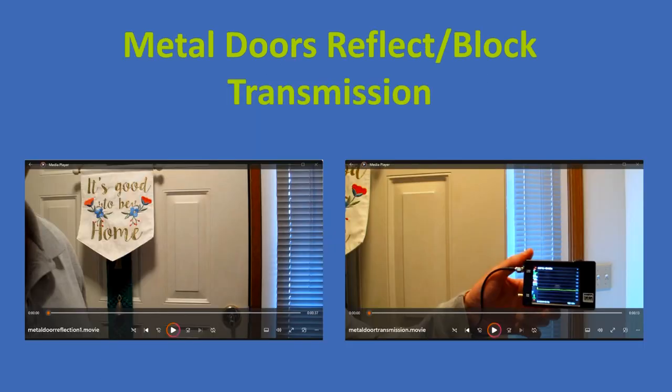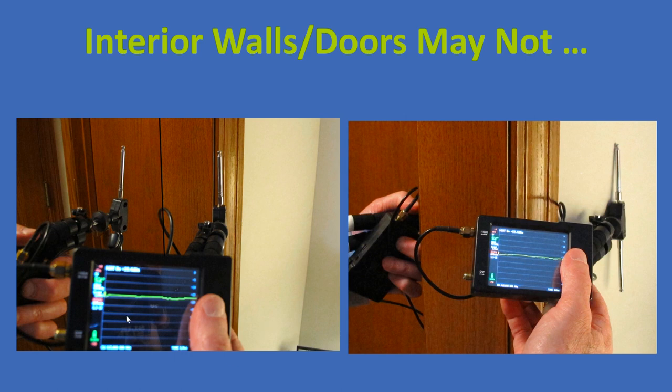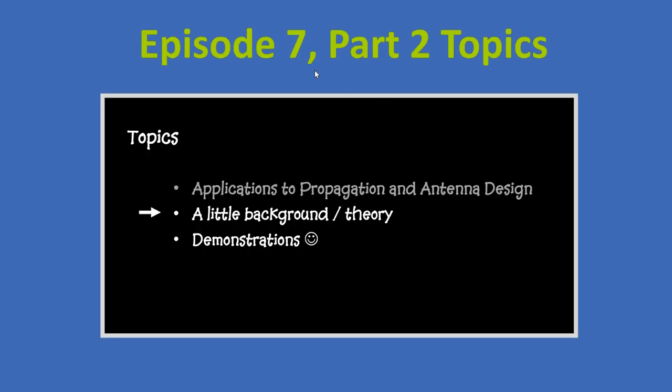And I hope those demonstrations will inspire you to maybe take some of your own measurements at unlicensed frequencies or frequencies you're licensed for, of course. But you could do that yourself around your own house if you have tiny spectrum analyzers. I actually have two, one for a transmitter and one for a receiver, and some associated dipoles. So that's coming up in part two of episode 7.